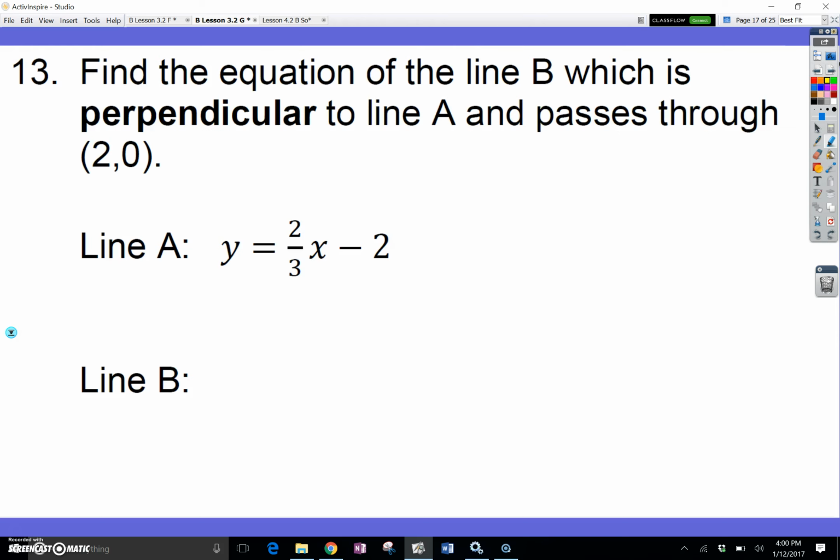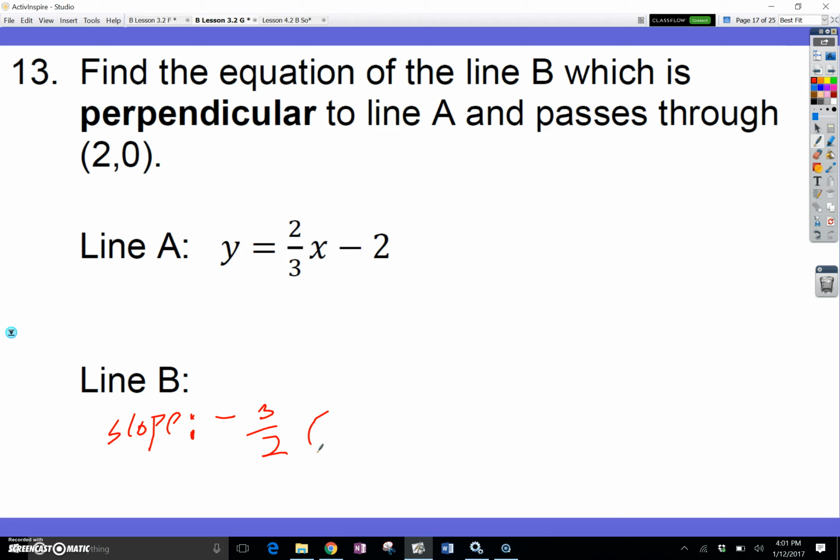Alright, so it says find the equation of a line which is perpendicular, which means they're going to have opposite reciprocal slopes to line A. So, very first thing for line B, let's find the slope. And all we do is we flip the fraction and flip the sign. So this is 2/3. So if we flip the fraction and flip the sign, it's going to be negative 3 over 2. Because it was positive here, now it's negative. And then we just flip the fraction.